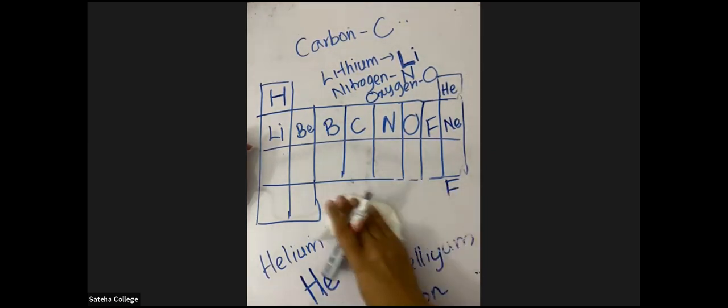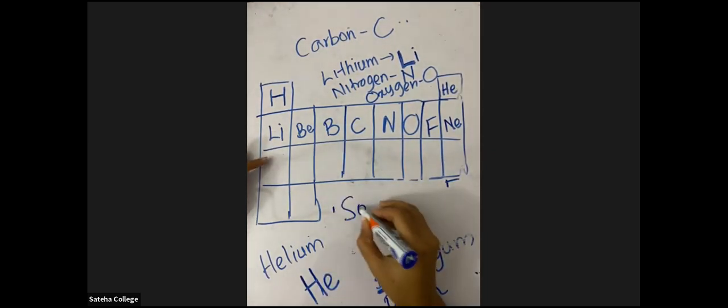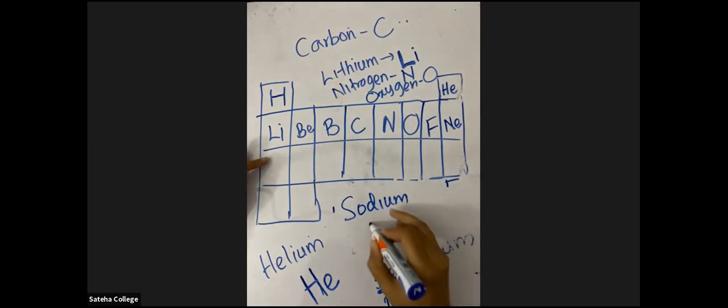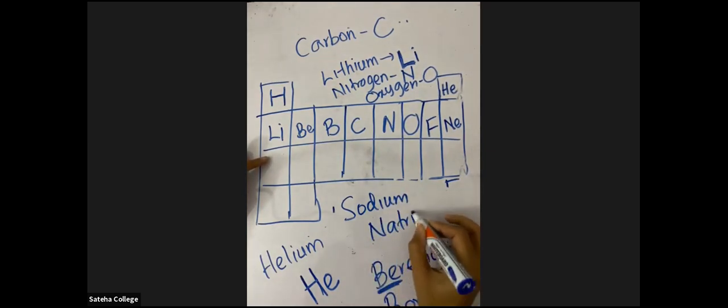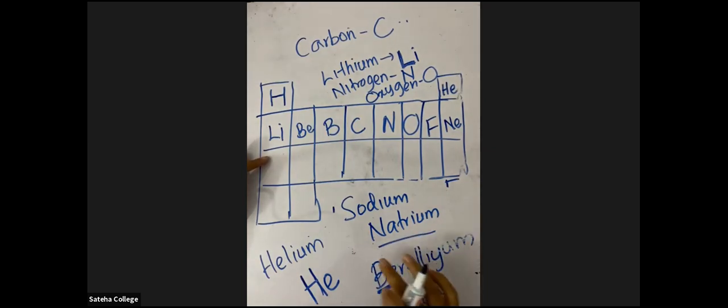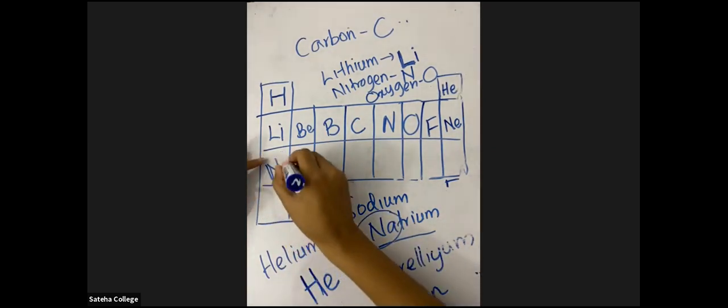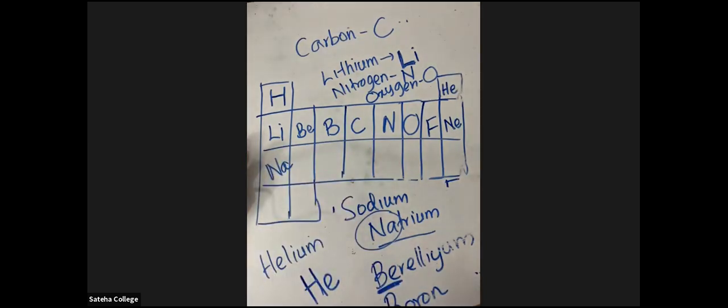Next one is sodium. The scientific name for sodium is natrium. So you use these two letters: Na. Sodium, Na. The next one is magnesium.